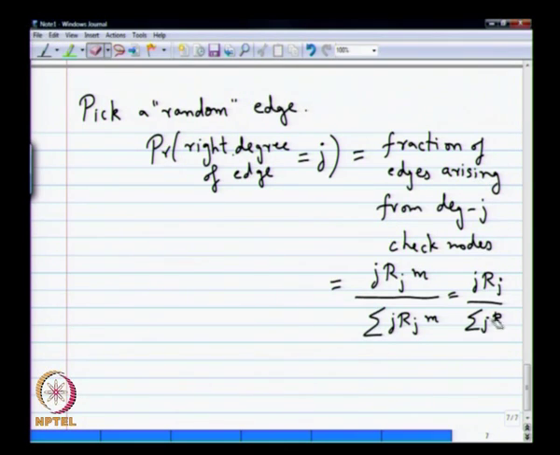Since this quantity figures with such importance in our analysis, we will call it rho j. So, give it a new name. This is the probability that the right degree of a randomly chosen edge is going to be equal to a particular j, that is rho j. This is also called the edge perspective degree distribution.